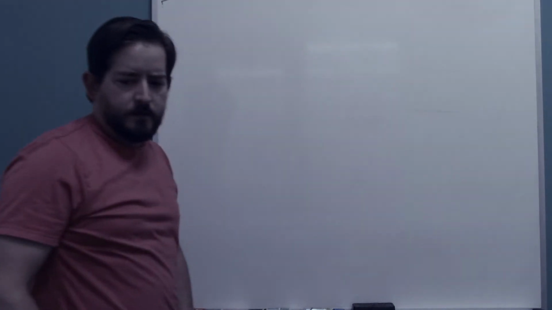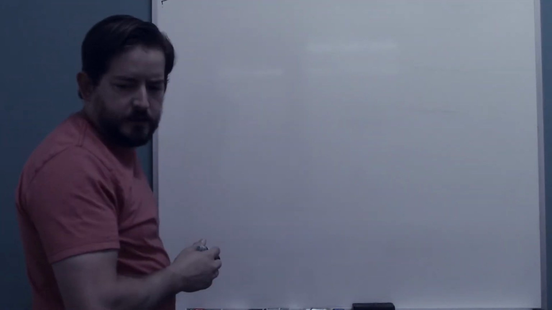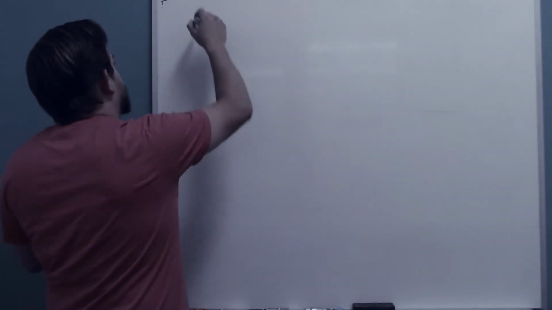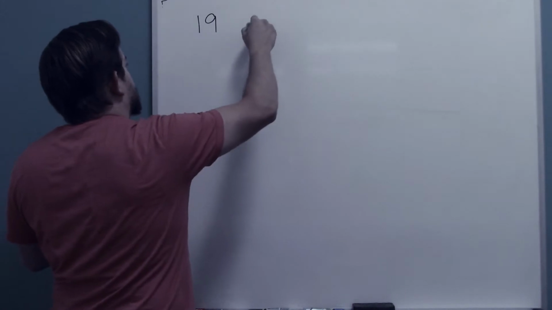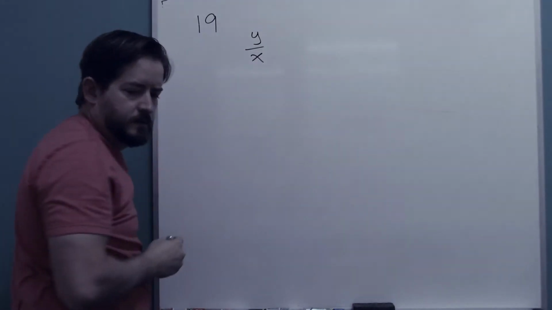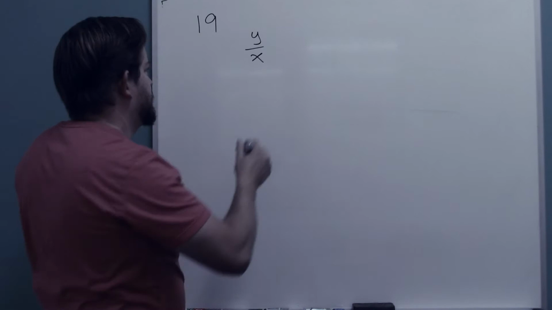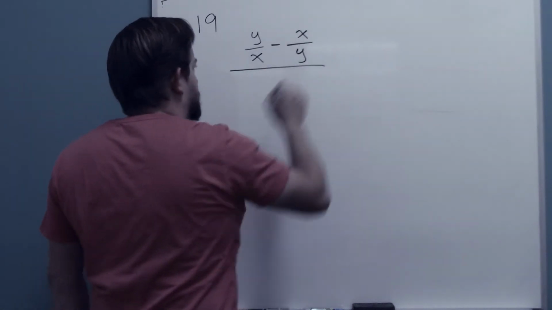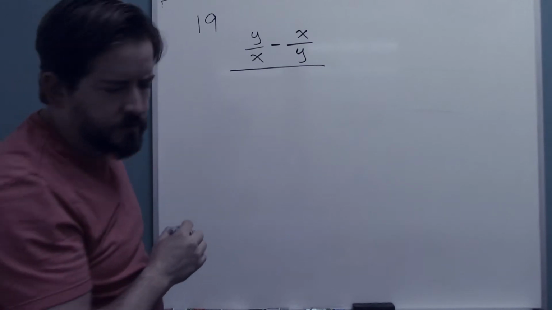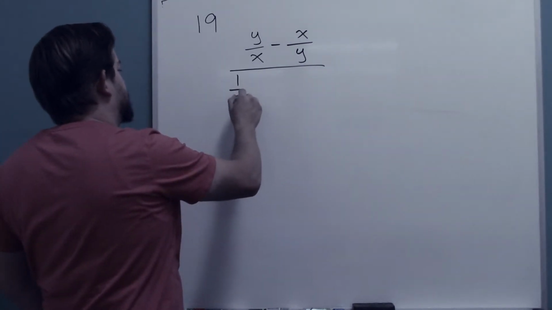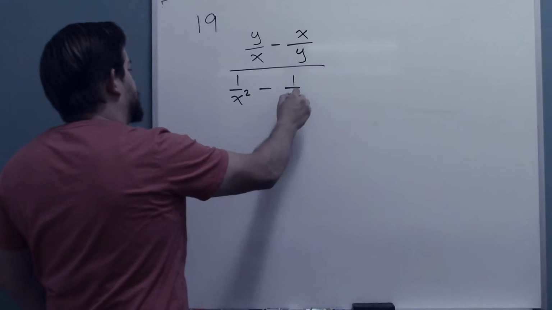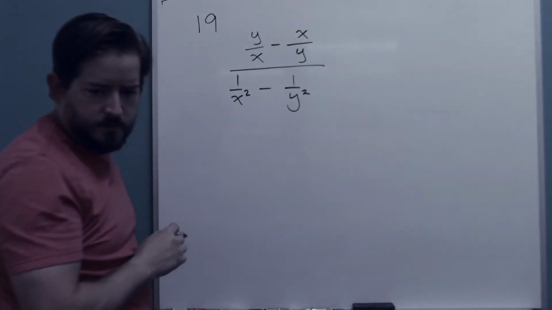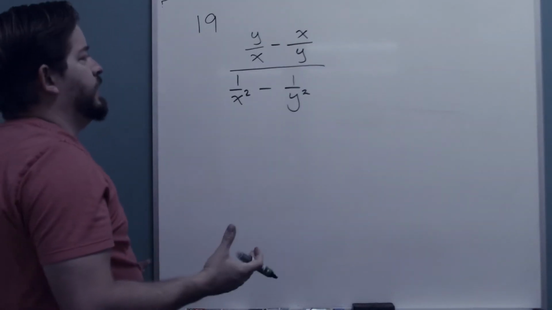Okay. Let's look at 19. 19 is y over x minus x over y, all over 1 over x squared minus 1 over y squared. Yep. So it's kind of the same idea.